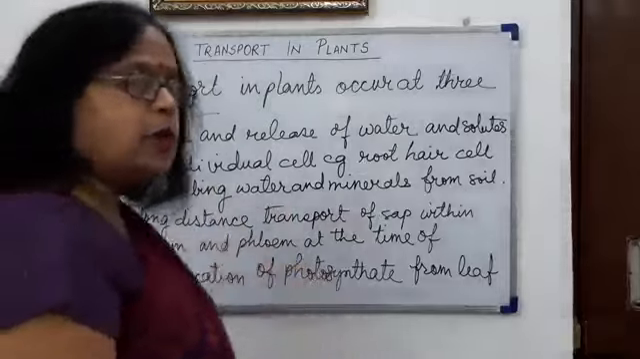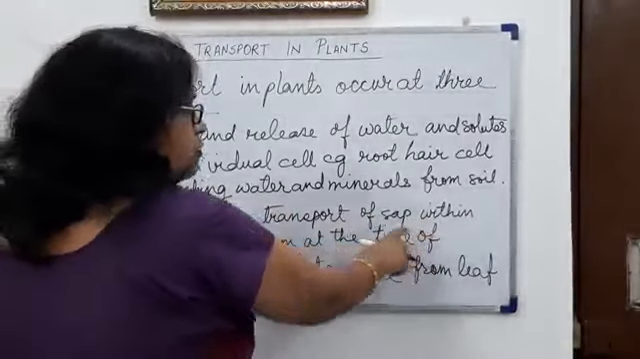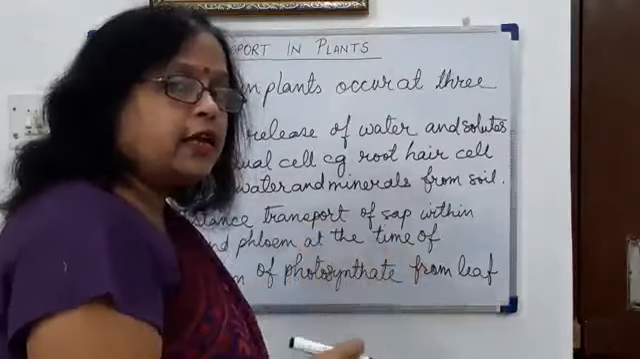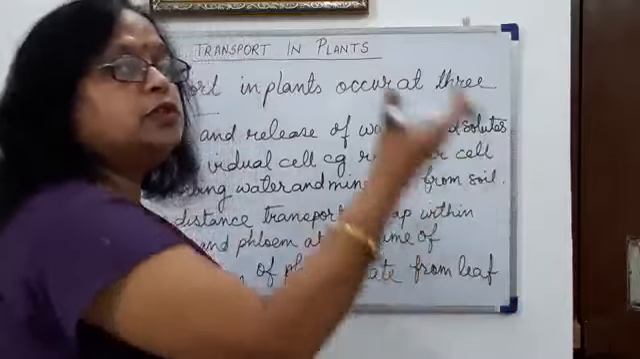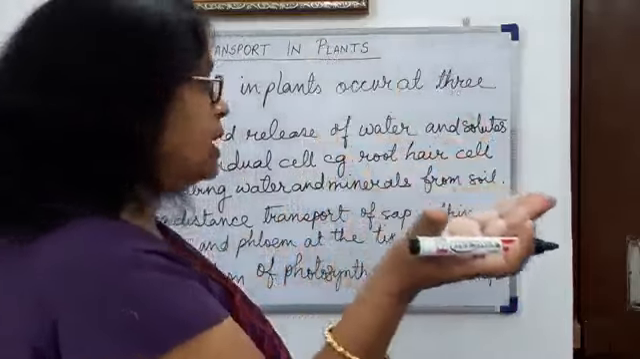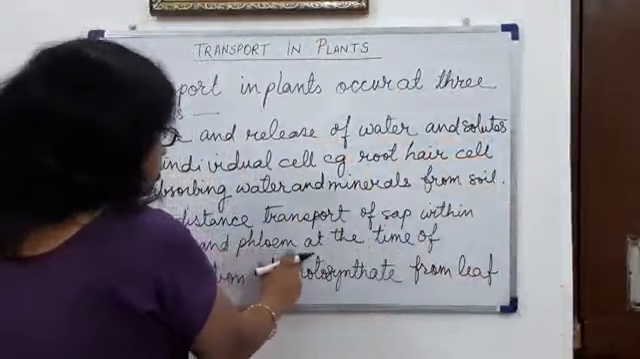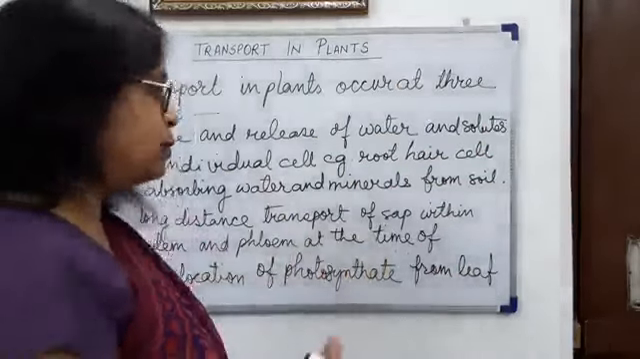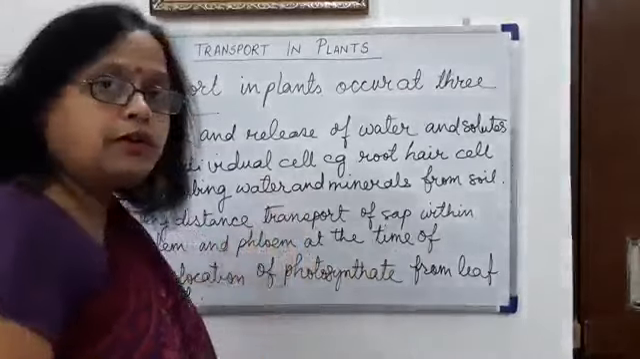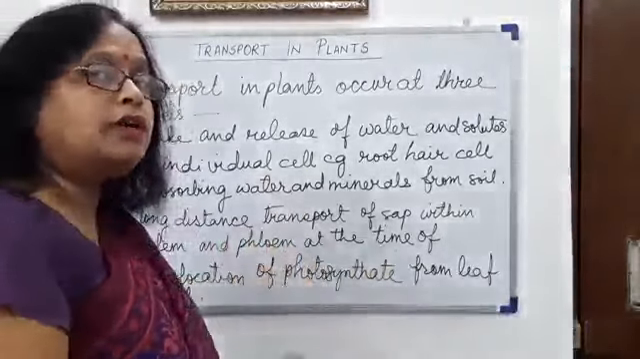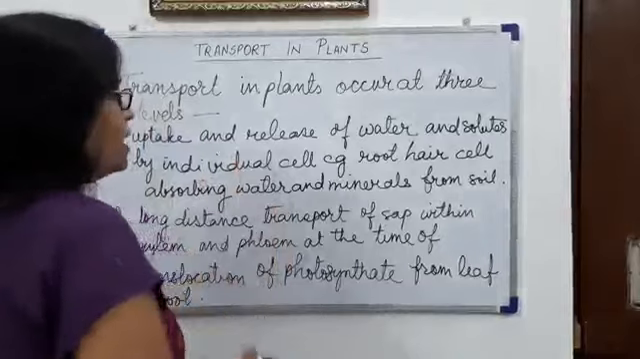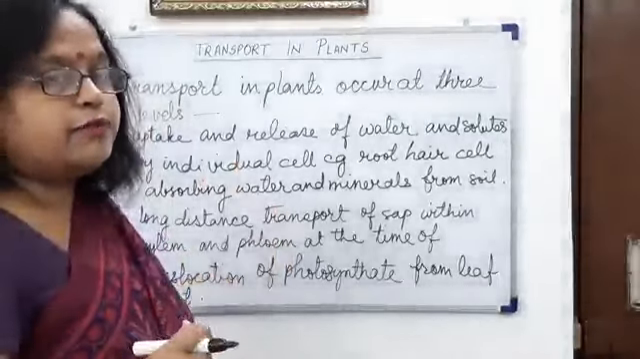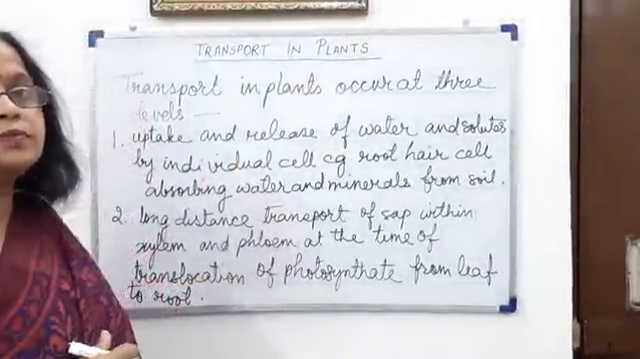In this transport, the sap which is flowing in the xylem is transported from root to the upper parts of the plant, and through phloem the food which is synthesized is transported from leaf to the root. So that will be the photosynthate. So all these are the long distance level of transportation.